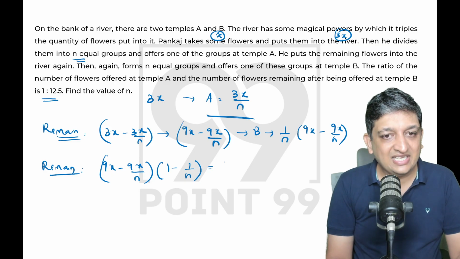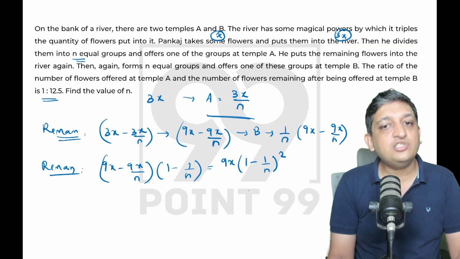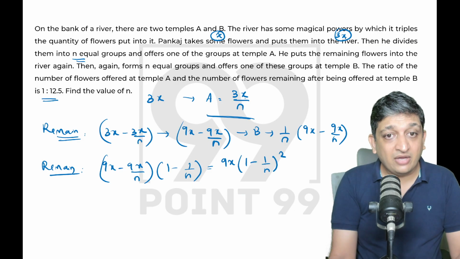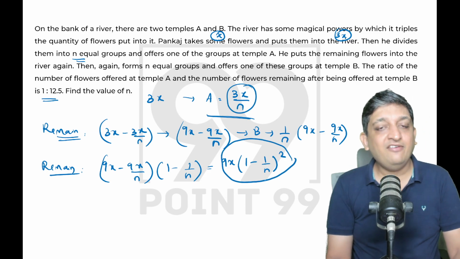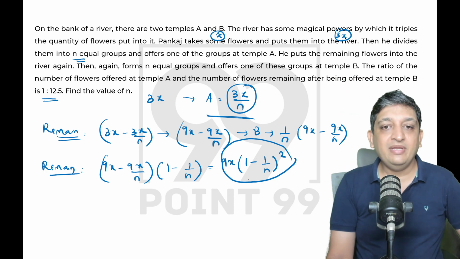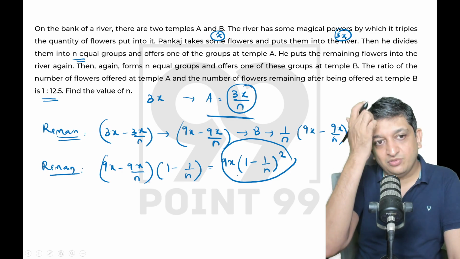So I am basically saying that this will be equal to 9x into (1 minus 1 by n) the whole square, in a way. So now I know that A is 3x by n, and whatever remains after A and B have both been offered flowers is going to be 9x into (1 minus 1 by n) the whole square. So let's try to see what we get.